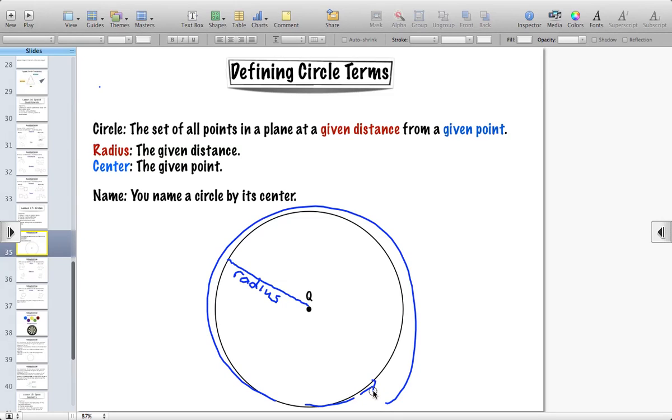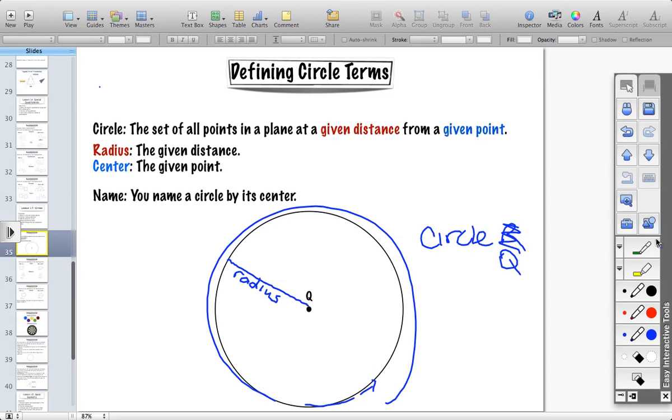When we identify circles, we name it by its center. So this would be circle R, or sorry, that's not an R, circle Q. So pretty simple. Go ahead and copy that down into your notes. Again, at any point, pause as you see necessary to continue if I'm moving too quickly for you.